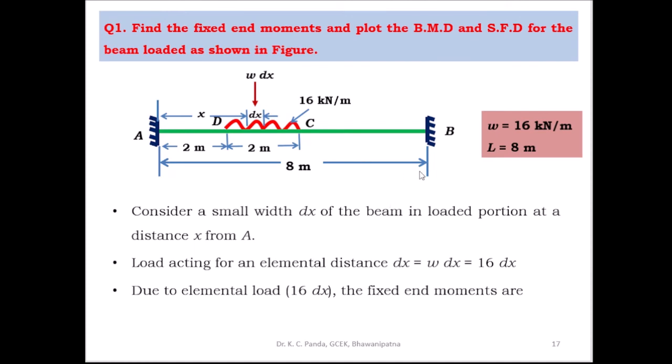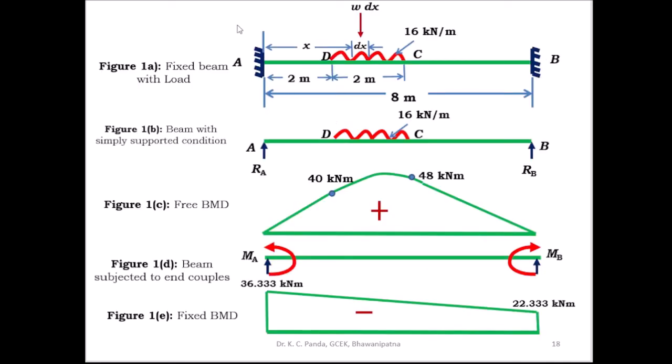Then after getting the MA and MB, you can draw the combined bending moment diagram. Then for shear force, you have to take total moment and the load. Then you have to find out the reaction, once again RA dash, RB dash. Then after knowing RA dash and RB dash, you can find out the shear force at different positions. Then you can draw the shear force diagram. Here also you can find out the point of contraflexure and the maximum bending moment, as you have calculated in question number 1. So this is the fixed beam with the UDL at the distance C to D, 2 meter.